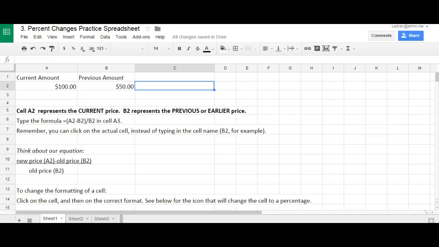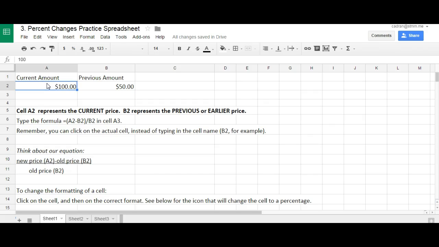Calculating percent changes using spreadsheets is very easy if you know how to use the right formula. Let's remember our equation for percent change, which is new price minus the old price over the old price. If we look at the spreadsheet, which represents bank account balances, we can also configure our spreadsheet to have the same kind of information about percent change.